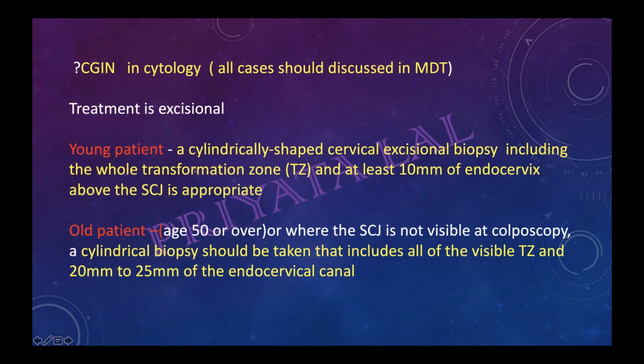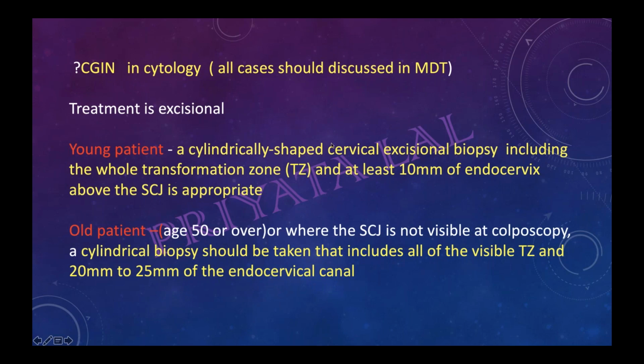Now because she wants babies, so you have to be a little conservative. But if she's an old patient, she is 50 years or more, in that situation you have to take cylindrical biopsy, or the excision will be in a form of cylindrical biopsy that will include all visible transformation zone and 20 to 25 of endocervical canal has to be removed as an excision. So these two things are important.